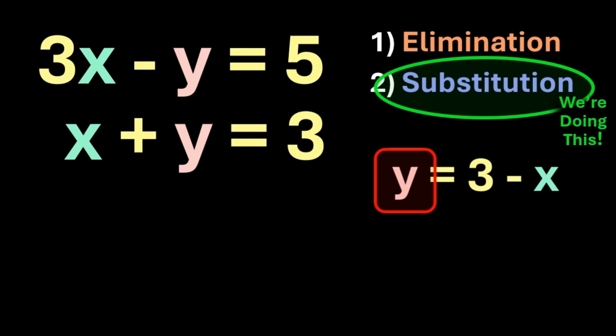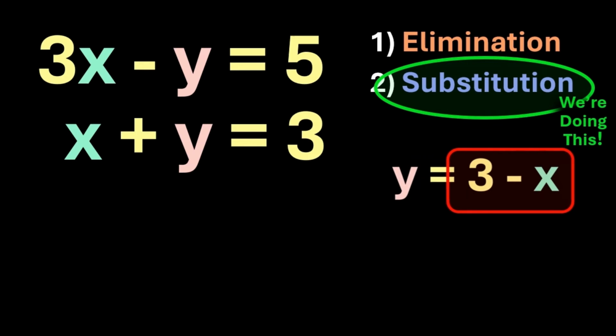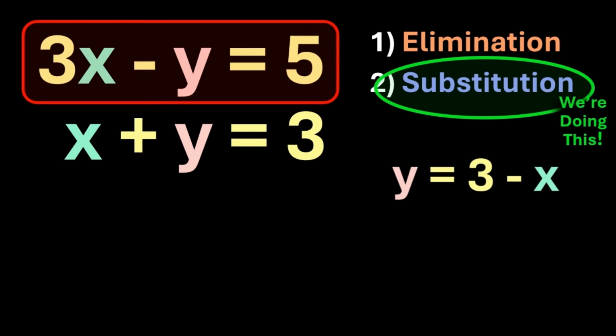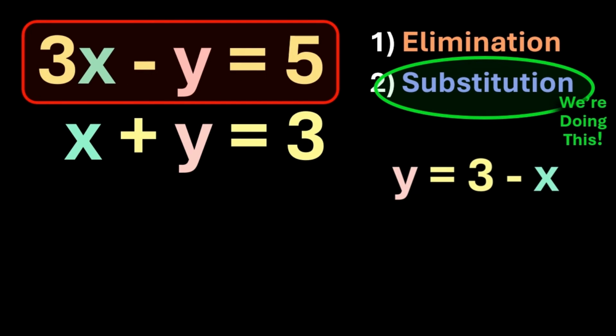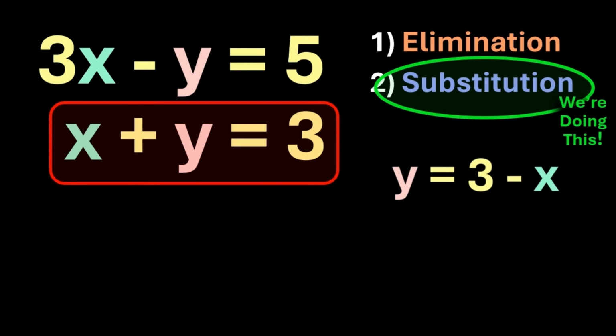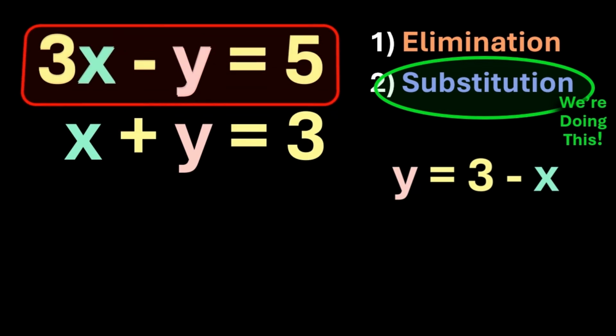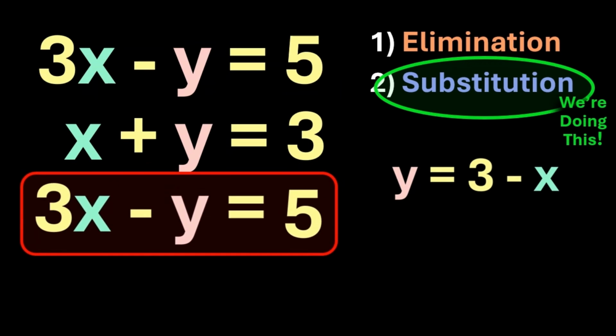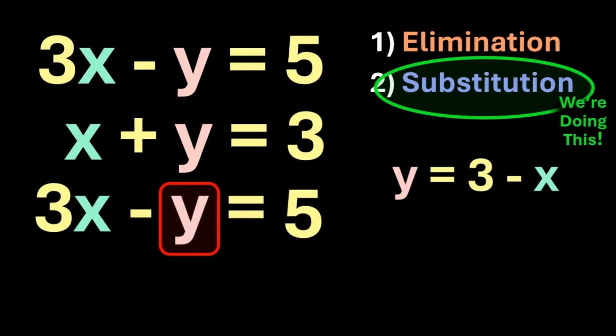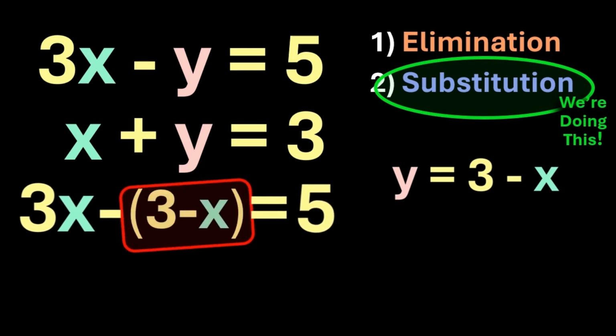Now wherever we see a y, we can substitute it with 3 minus x. And that's where the name substitution comes from. And we're going to use this first equation for the substitution because we have already used the second equation. So remember, in the substitution method, once you have used one of the equations to isolate one of the variables, you cannot go back to that equation. You need to use the other equation to substitute the variable. So let's replicate the equation down here. And we are going to substitute this y with 3 minus x.